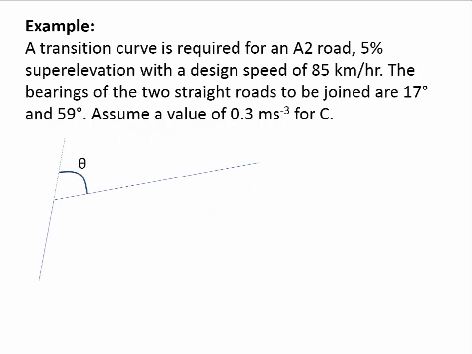Okay, so let's do an example. We've got a transition curve which is required for an A2 road, 5% super elevation with a design speed of 85 km per hour. The bearings of the 2 straight roads to be joined are 17 degrees and 59 degrees. So what I'm referring to there are the whole circle bearings from north. You can assume north is north here, straight up here. So this angle here, 17 degrees. Switch that slightly. And this angle here is 59 degrees.